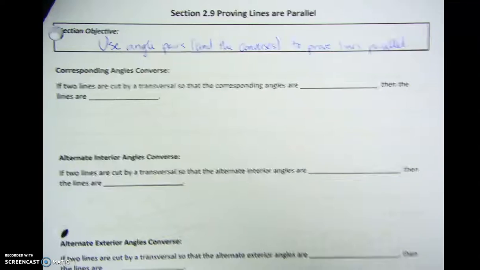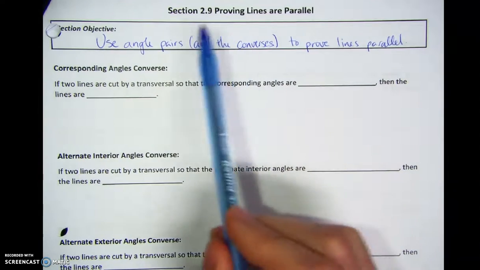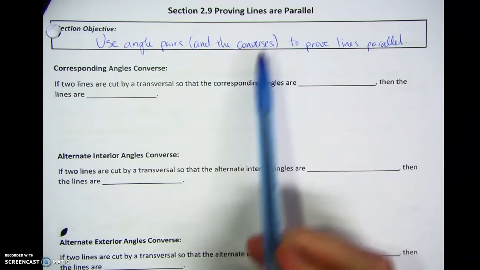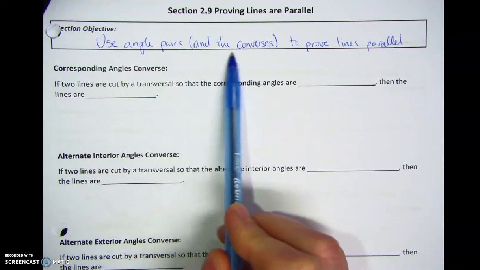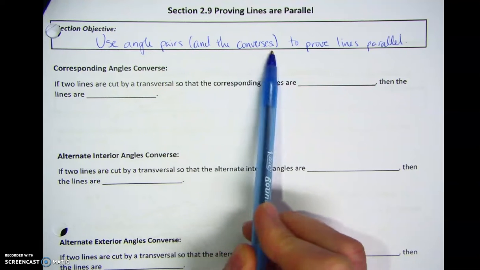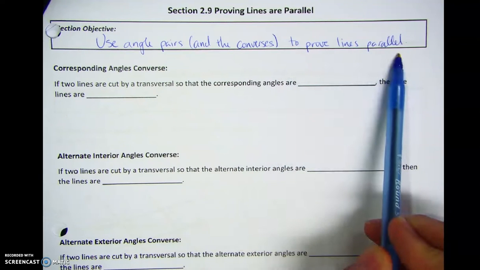Alright, welcome to our notes on 2.9. So we look here at the section, proving lines are parallel, and our objective. We're going to use angle pairs, the same angle pairs that we introduced in 2.7, along with the converses that we're going to introduce right now to prove lines are parallel.